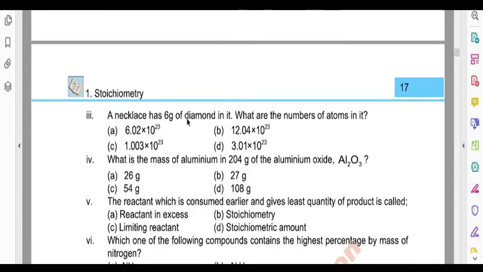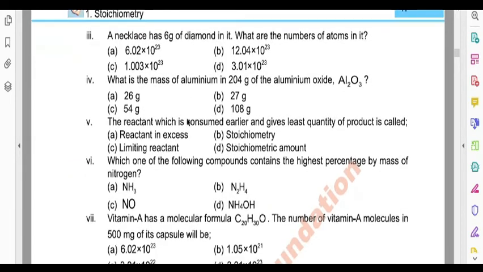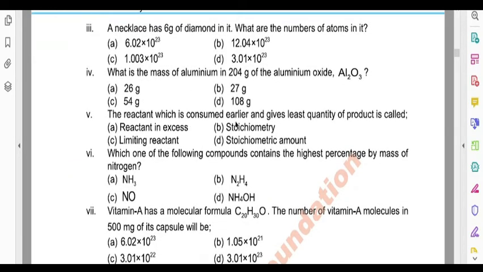Let's go down to question number 3, which states that a necklace has 6 grams of diamond in it. What are the number of atoms in it? You know that diamond is carbon and the atomic mass of carbon is 12. So 12 grams of carbon is equal to 1 mole. So 6 grams of carbon would be 0.5 moles.